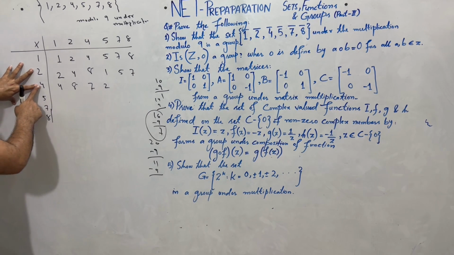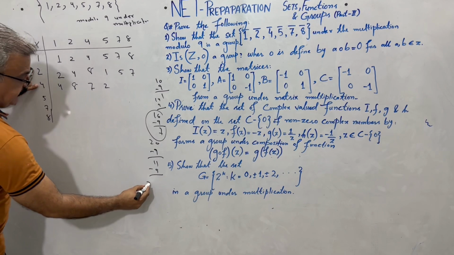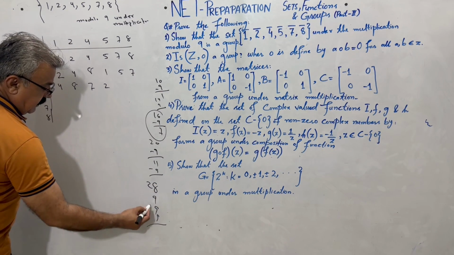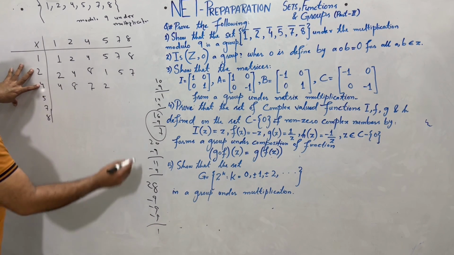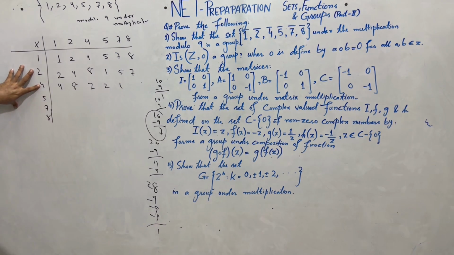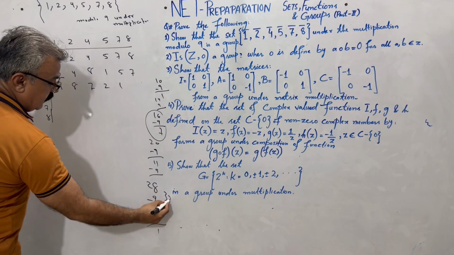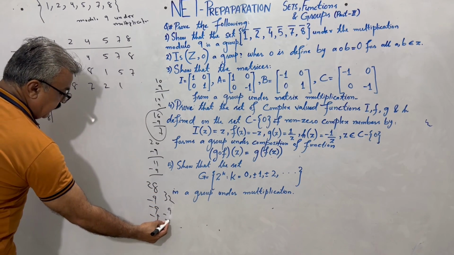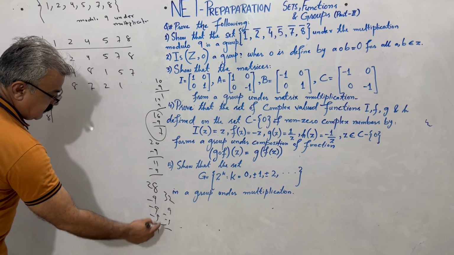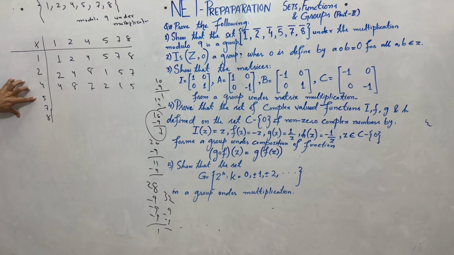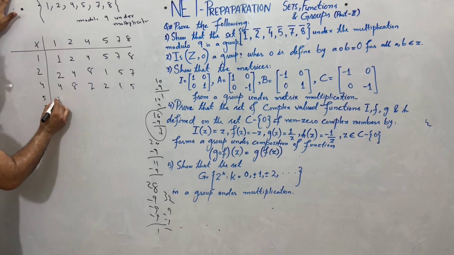Here 4 times 7 is 28. Keep on subtracting 9, 9, 9, that is 27, and the remainder is 1. 1 is our answer. 4 times 8 is 32. Subtracting 9 three times gives 27, and the remainder is 5.